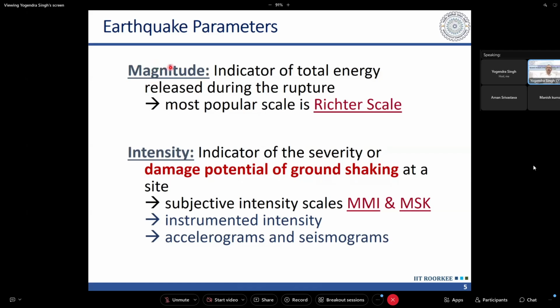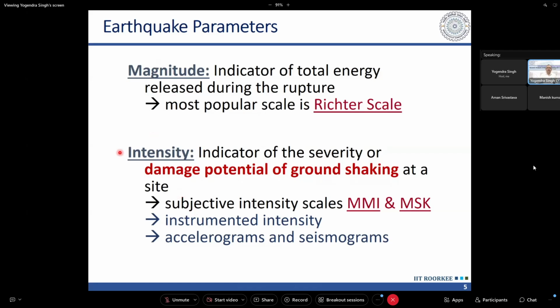Now magnitude you can relate, like if I take an analogy with an electric bulb. So magnitude is like the wattage of the bulb. The larger the wattage, the more energy it can emit. So the total amount of energy emitted by the earthquake, that is magnitude. So magnitude is like the wattage, but it is not important to us if that large magnitude earthquake is occurring far away from our site. So the distance of this magnitude is also important.